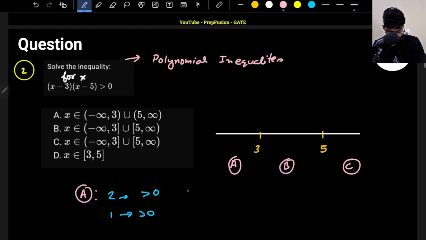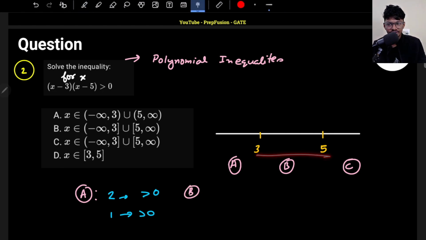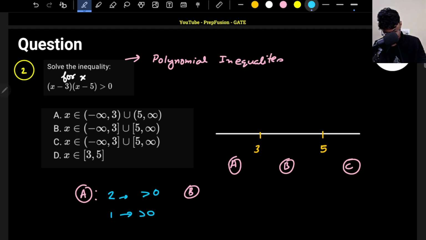Let us choose region B. In region B, I have any value between 3 and 5. I will choose 4. If I choose 4, is the expression positive or negative? You can write this as f of x. To explain properly, my f of x will be greater than 0 here, and here also my f of x will be greater than 0.